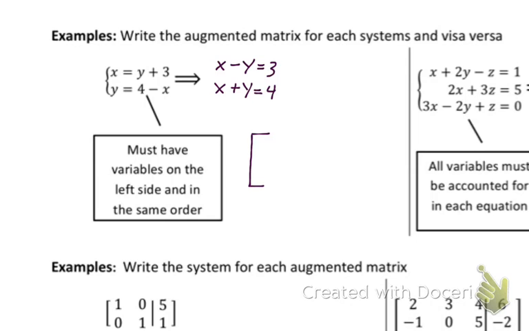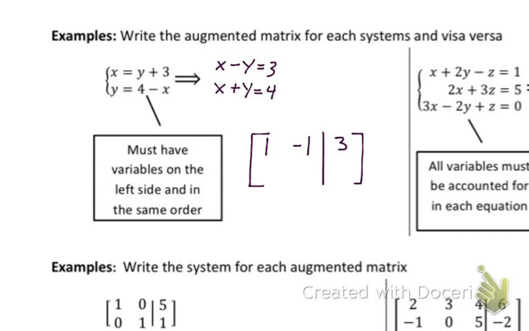So the first part of our matrix are our leading coefficients. Our leading coefficient is 1, and then we have negative 1. So we have basically what our matrix is saying: I have 1x, I have negative 1y, and this kind of acts as our equal sign. And then we have 3 on the other side. That's our constant.